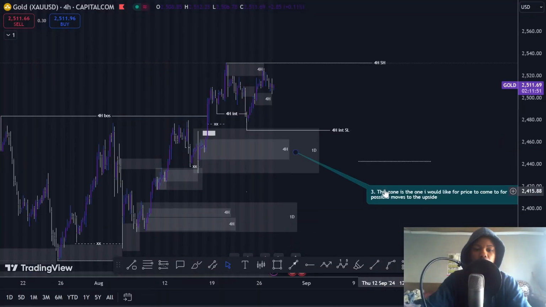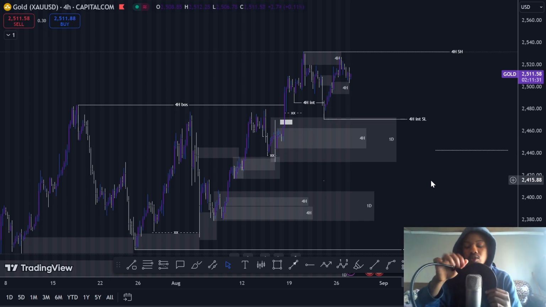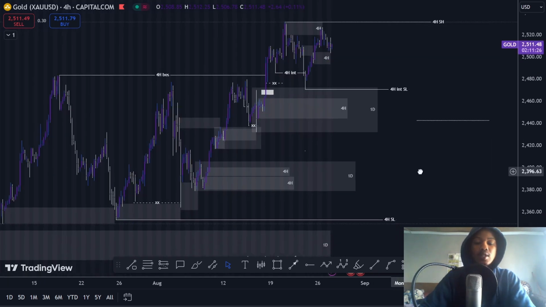So normally the pairs that I trade are gold, GBPUSD, and EURUSD. I mainly trade those three, and the reason is that I believe I'm quite adaptable to them, and I enjoy the way those pairs move. Okay, cool. So let's look at gold.